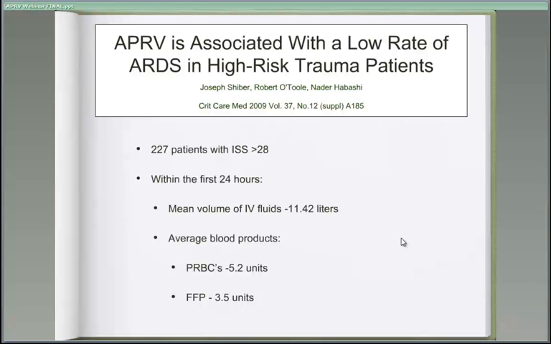Now here's a more recent look at some of our patients. These are 227 patients with an injury severity score of 28. And these are some of the characteristics of the patients. Many of them are in shock by lactate levels, a lot of intravenous fluid, a lot of blood products, all associated with ARDS. And what we found over the years is that our need for ECMO significantly decreased, as well as it was very difficult to actually enroll patients in ARDS studies, even though we were one of the largest trauma centers in the country, and certainly the busiest.